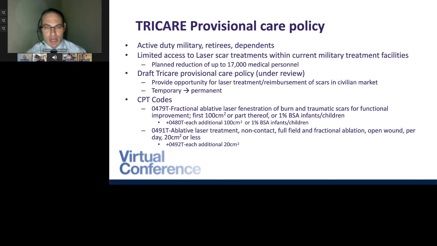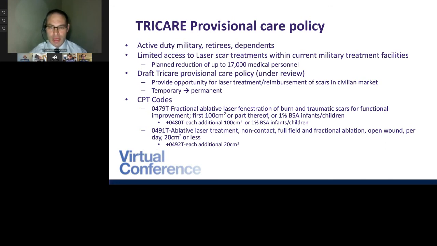So I mentioned I wanted to talk about the provisional care policy that TRICARE is considering. I think this is very important to bring up because most medical insurers do not provide compensation for these types of treatments. There are instances where this can be done, but the CPT codes that Dr. Shoemaker had mentioned before, these are temporary codes.